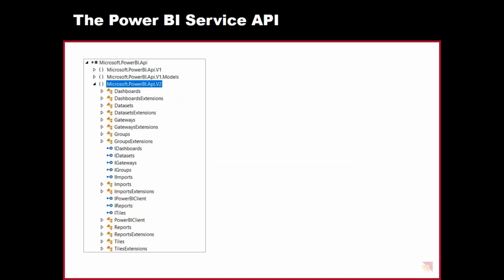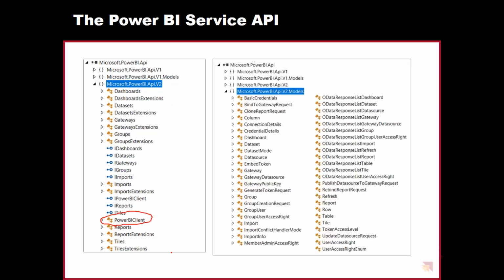So here's an example of the Microsoft Power BI API v2. What am I going to use? I'm going to use something such as this reports object down here. And then also we're going to see this important one, which is the Power BI client.